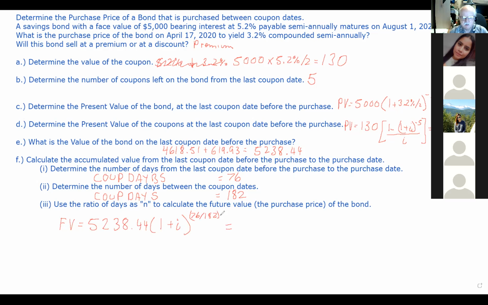So when I plug that into my calculator, I'm going to start with the i, recall 1, which is 3.2% divided by 2, plus 1, and then y to the x, in bracket 76 divided by 182, end of bracket, equals, and then times 5238.44, which is giving me 5273.28.